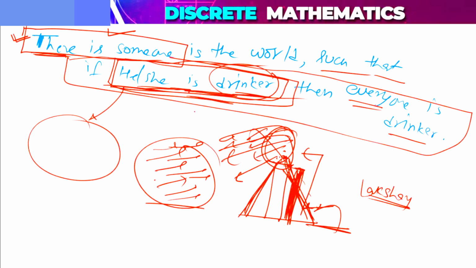But as soon as you speak this statement, as soon as you tell this statement to anyone, they will immediately think of a drinker. They will not think about any non-drinker. So you can see, this type of situation is happening here. Sometimes you should think in the other direction.